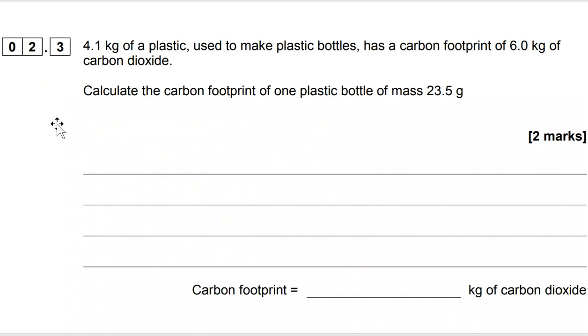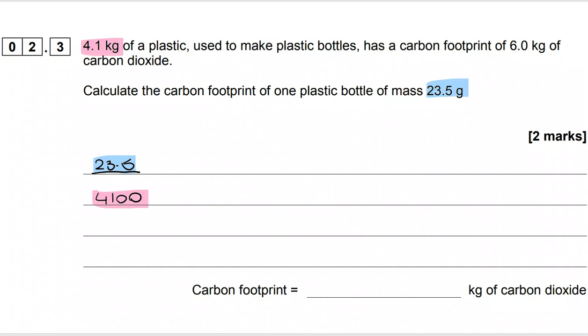On to 2.3. 4.1 kilograms of plastic used to make plastic bottles has a carbon footprint of 6 kilograms of carbon dioxide. Calculate the carbon footprint of one plastic bottle with a mass of 23.5 grams. So what we really want to find out is what 23.5 grams is as a fraction of 4.1, because the ratio will be the same in terms of carbon dioxide.